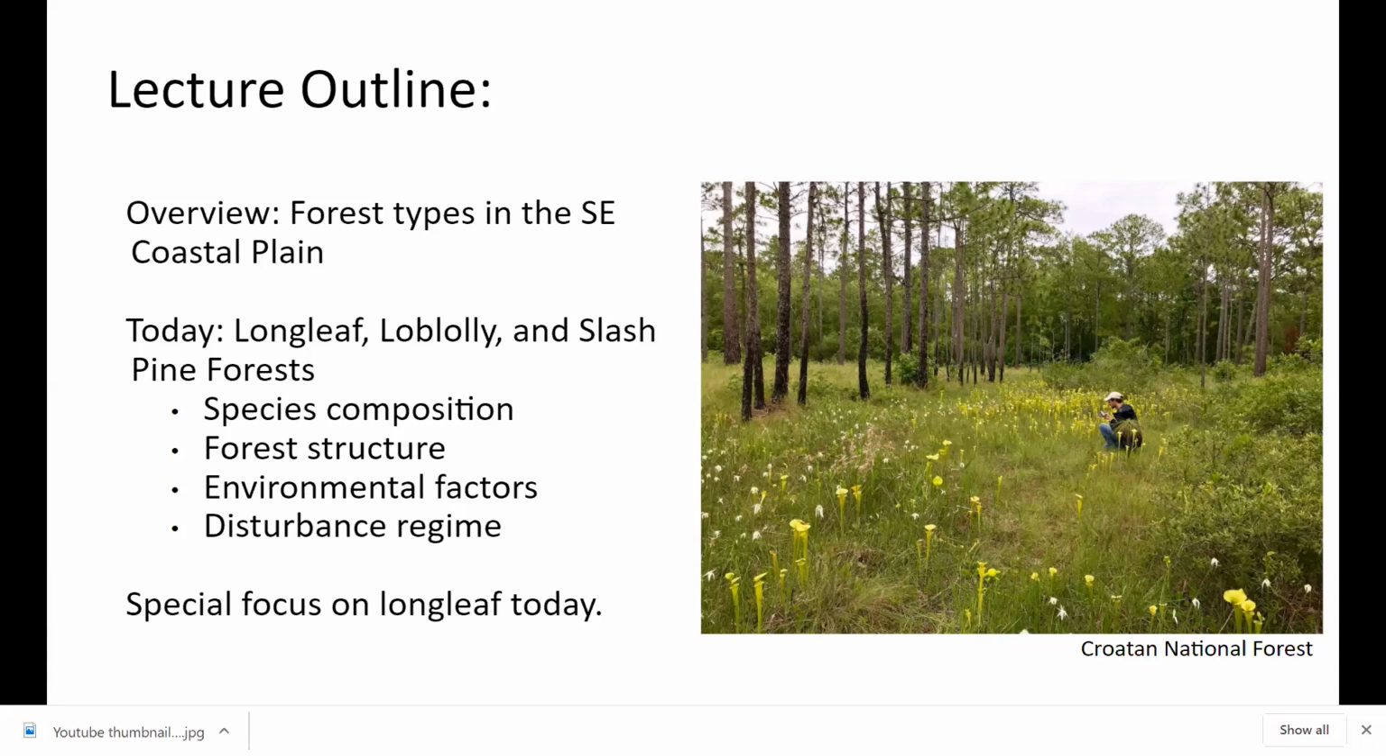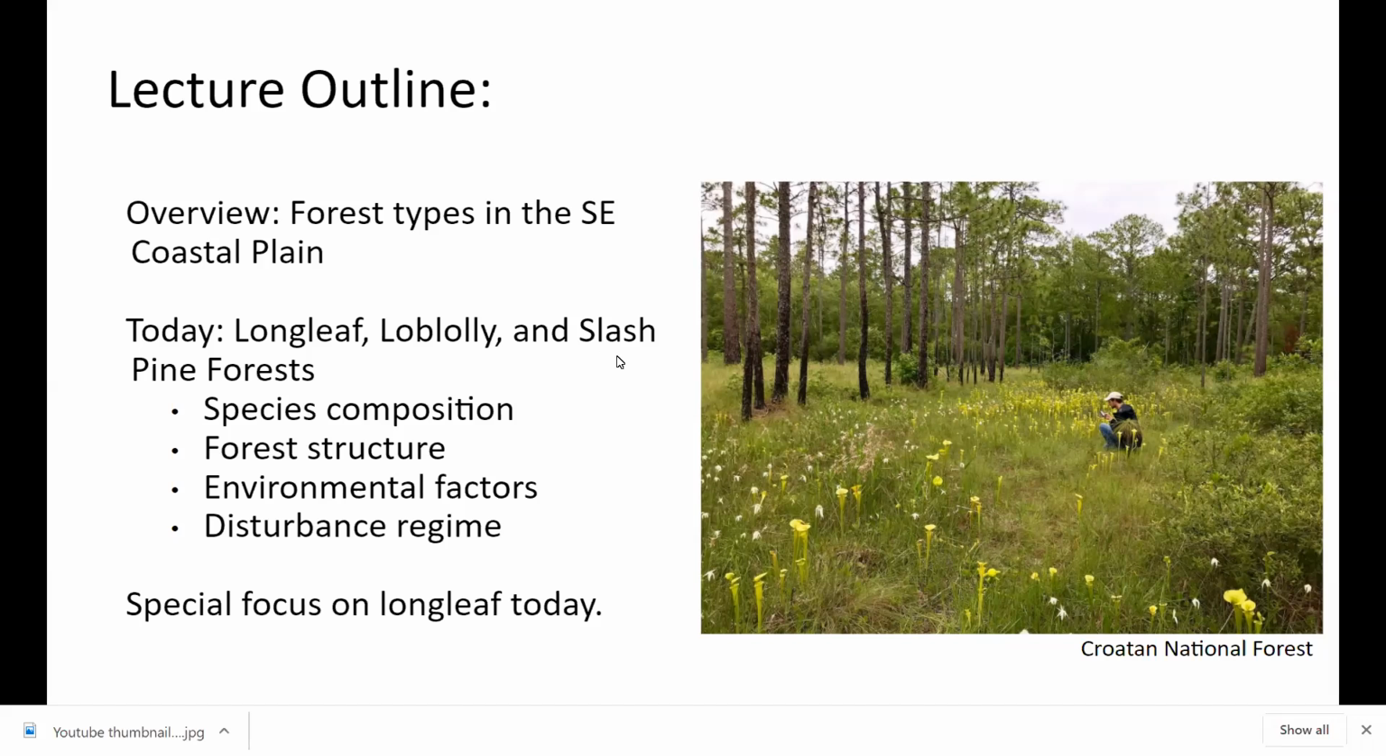For all of the forest types that we look at in this set of lectures, we're going to talk about the species composition. So what are the main species that define that forest type? We will talk about the forest structure. What does that forest look like? The environmental factors that make that forest type occur where it does, so that helps explain why it is where it is. We started talking about that in the last lecture. And then finally, the disturbance regime. And there may be other things that are unique to each community that we'll focus on. But as you're studying these communities, those are the main things that I want you to focus on and know.